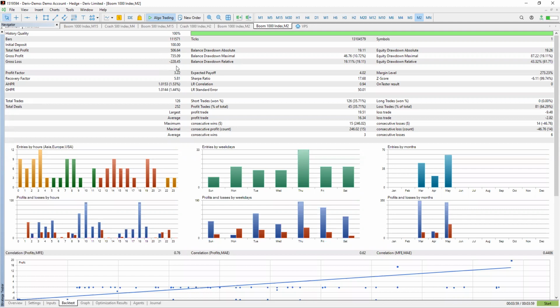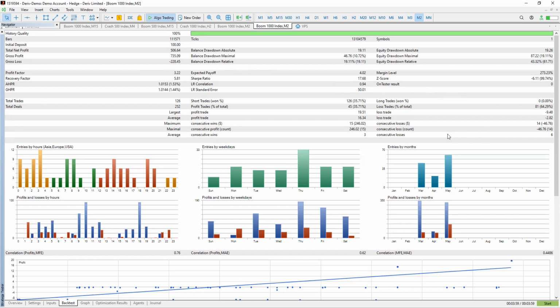It made a couple of losses here, but to a large extent it made profit. The profit factor is 3.22, which means that if you're risking a dollar, you are getting about $3 back. The recovery factor is 5.81, and the Sharpe ratio is 17.68, which is good.